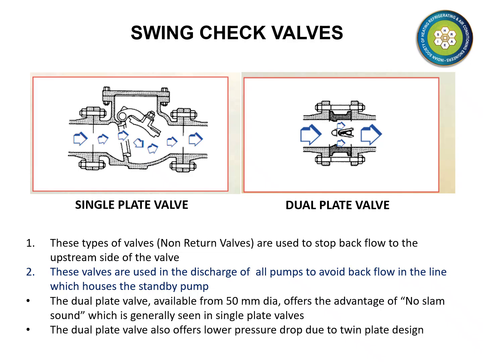Swing check valves or non-return valves are used to stop backflow to the upstream side of the valve. In particular, these valves are used in the discharge side of all pumps to avoid backflow in the line which houses the standby pump. The dual plate design available from 50 mm diameter offers the advantage of no slam sound, besides a lower pressure drop compared to the single plate designs.